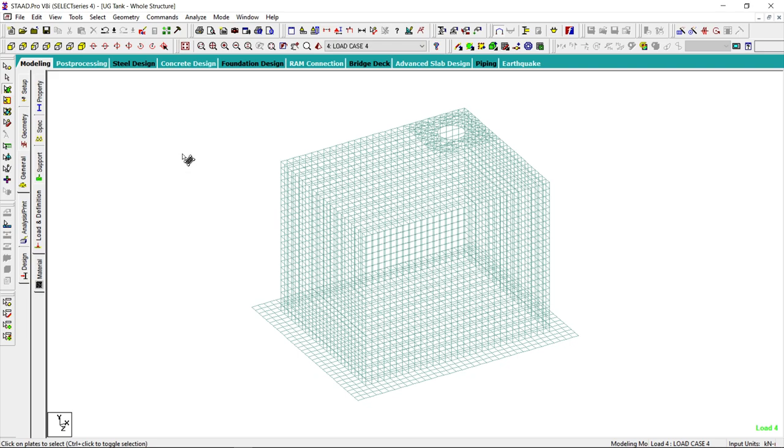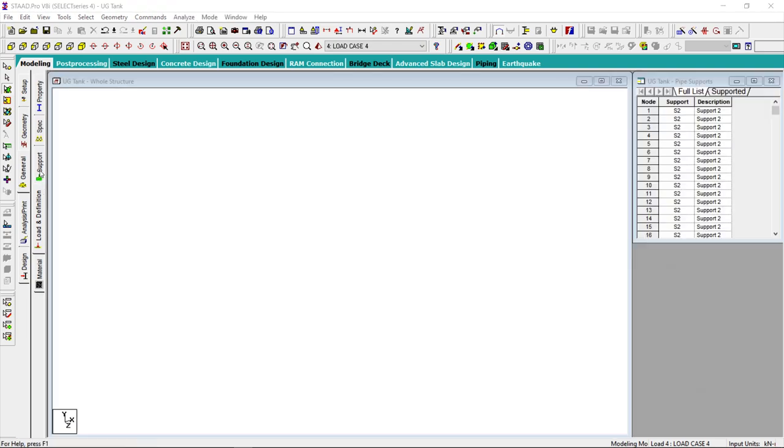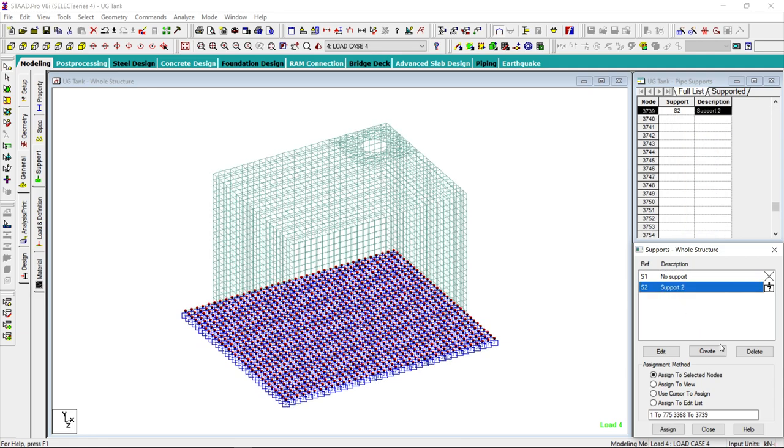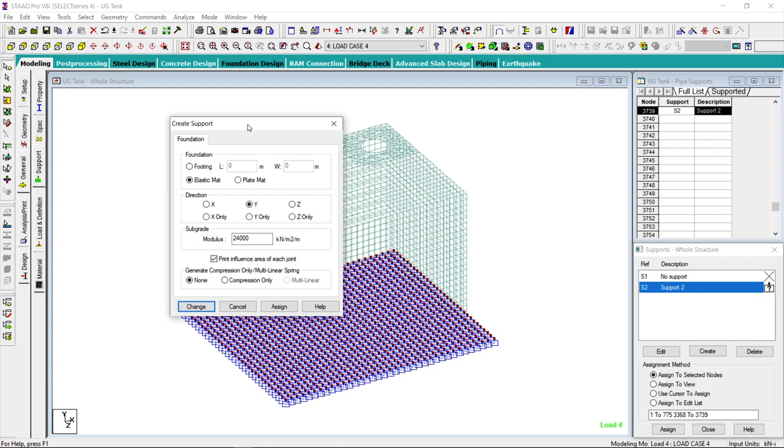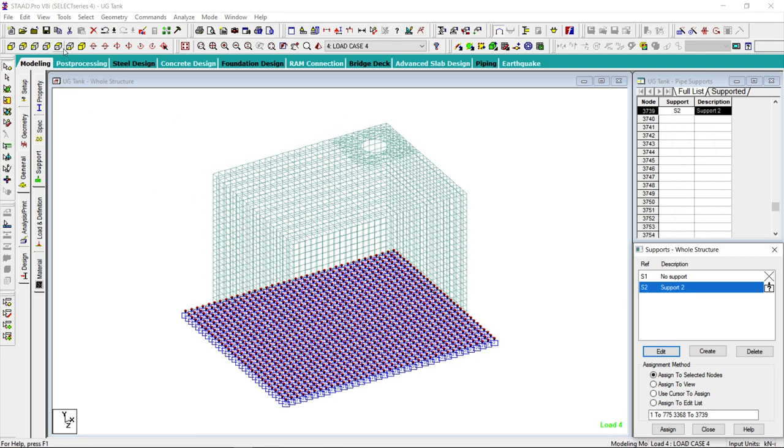Now, another important factor is the support conditions. Let's see what we defined before. We define modulus of subgrade reaction and we said generate compression only or multilinear spring, and our selection was none. But now we have to select compression only so that if any negative pressure comes on the base pressure, there will be an error, and let us see what happens. Save.